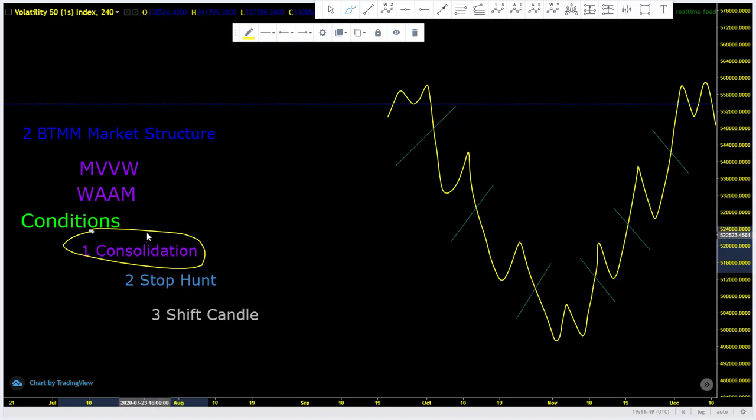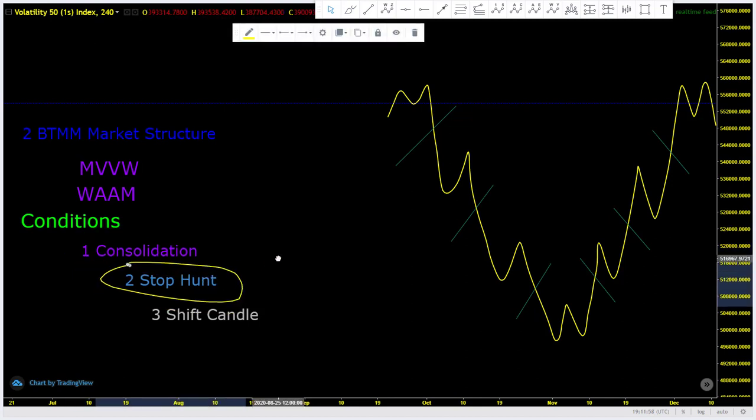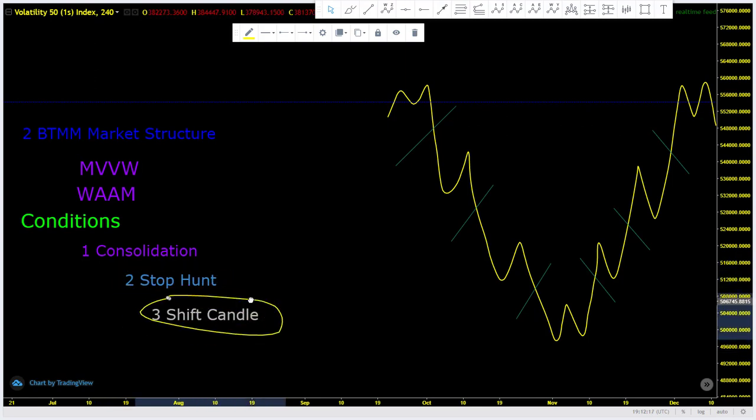Point number two, you want to see your stop hunt. I'm going to explain what a stop hunt is. Some call it a fake out. If you are an ICT student, then you would know it as a Judas swing. Some will call it a traders' fake out.